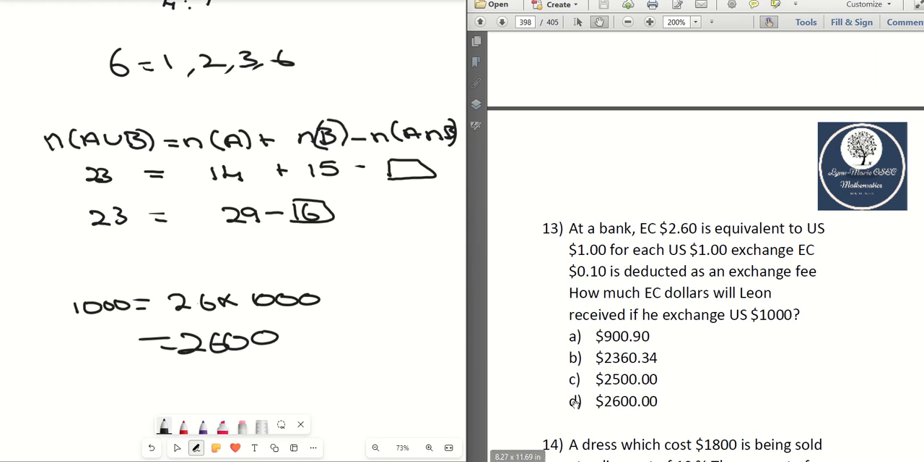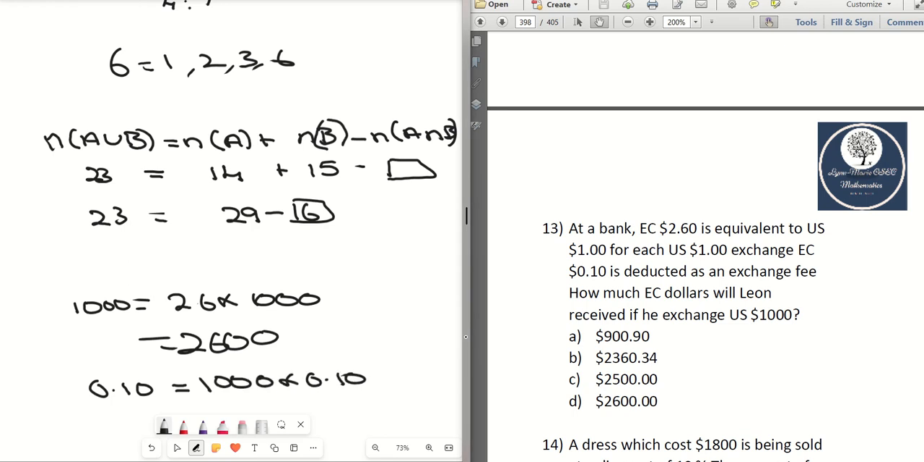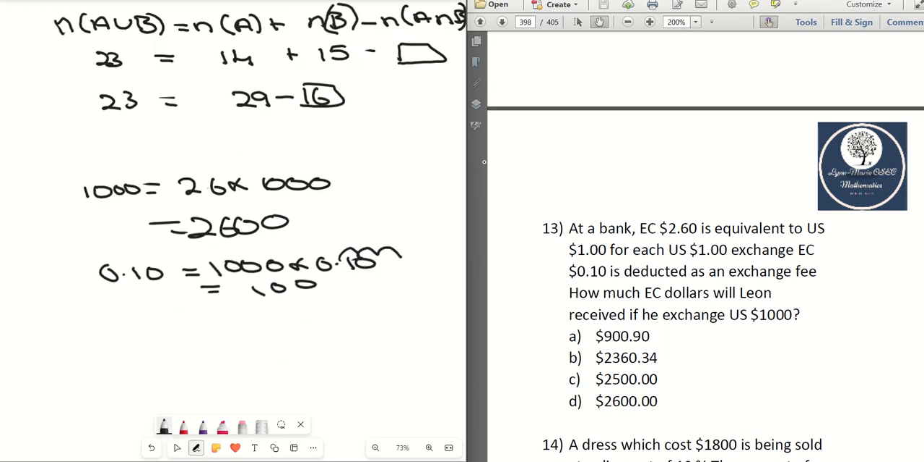Right, so it's not D because we want deductions, right? We have 10 cents of EC deducted. So the amount being deducted would be 1,000 multiplied by 0.10, which is equal to $100. So therefore, the answer for this would be 2,600 minus 100, which is 2,500.